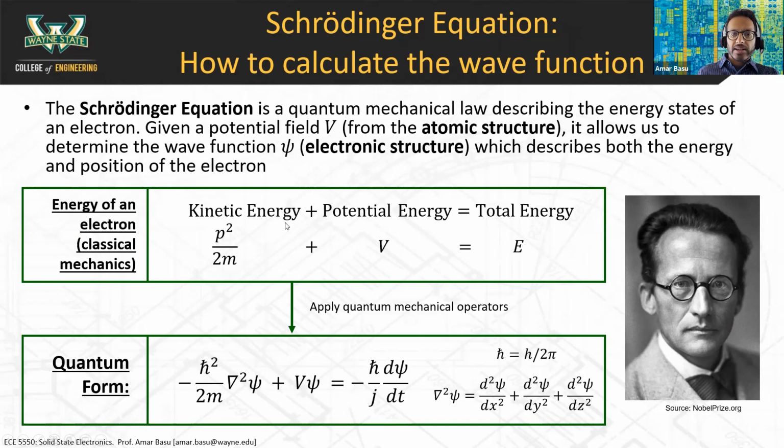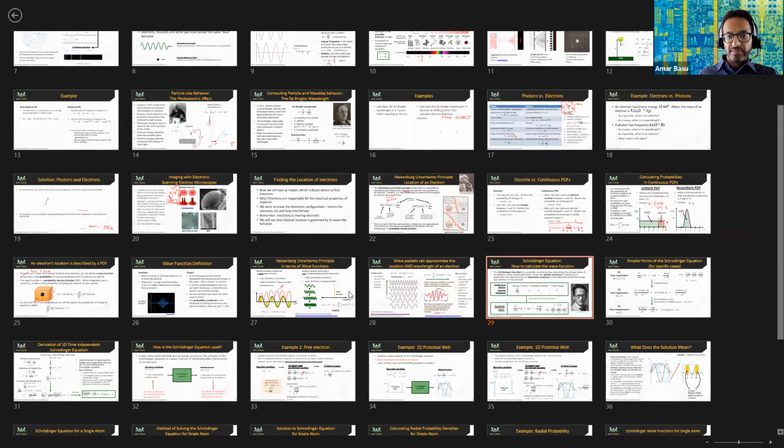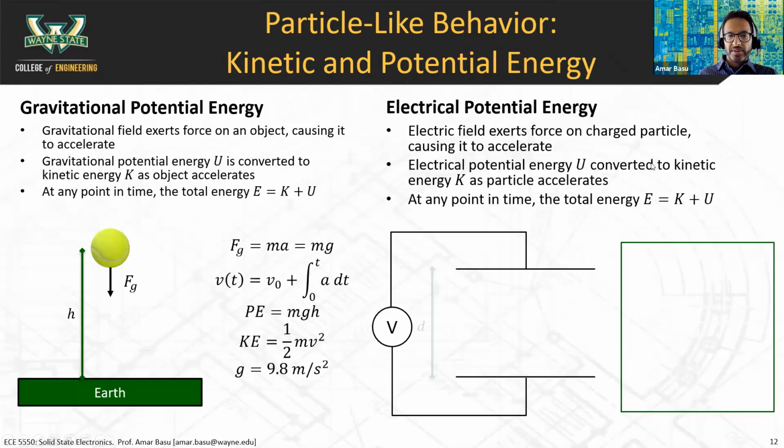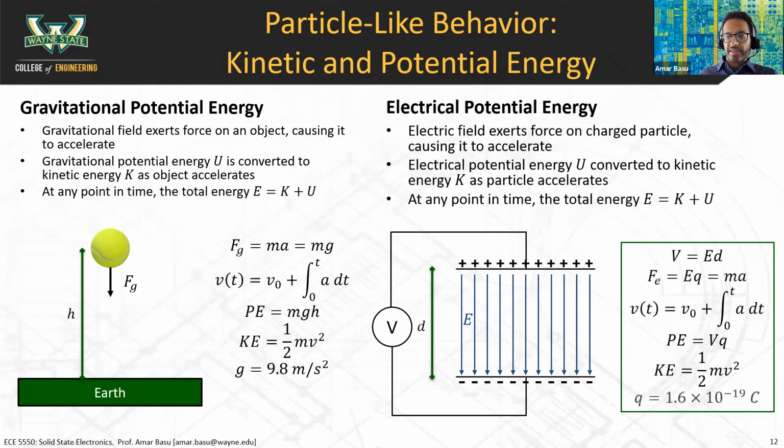As I mentioned at the end of class last time, the really cool thing about the Schrodinger equation is that it starts off with just a simple equation of classical mechanics of an electron: kinetic energy plus potential energy equals the total energy. This statement corresponds to these two examples. An object can have potential energy, it can have kinetic energy, and the total energy is the sum of the two. We talked about the gravitational example. We talked about the electrical example.